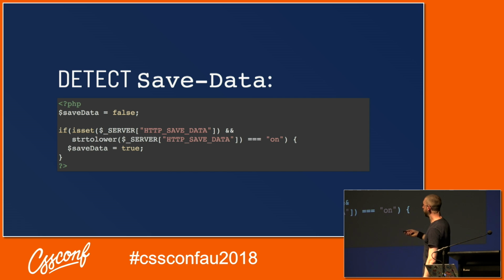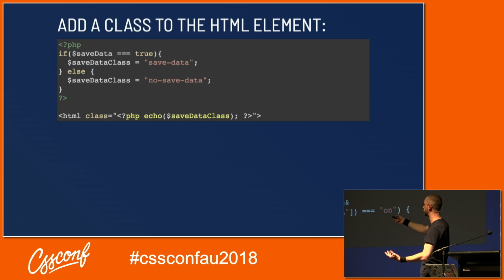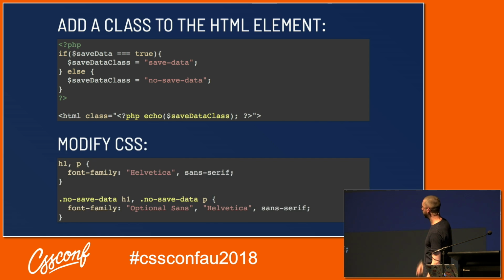If you want to detect save data, you just check for that header. You can see here, by default, I have a save data variable that's false. I check for it. If it's available, it's true. Then you can add a class to the HTML element. Here, I have a no save data class if save data isn't on, and I target that in CSS. By default, I'm opting out of these nice-to-have fonts. But then if no save data is present, it will add that font.